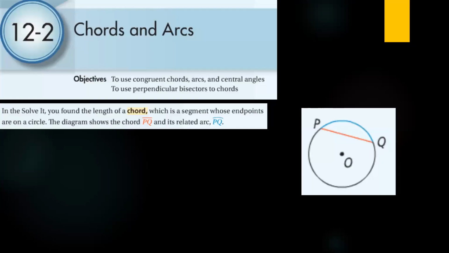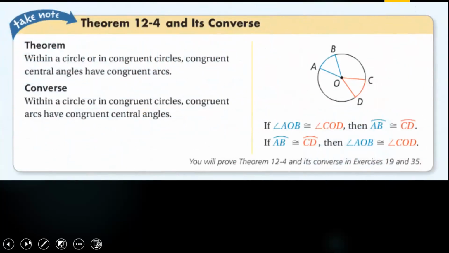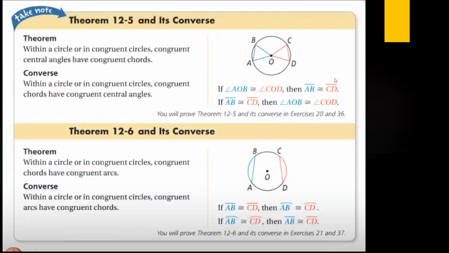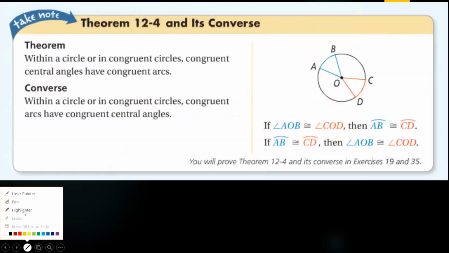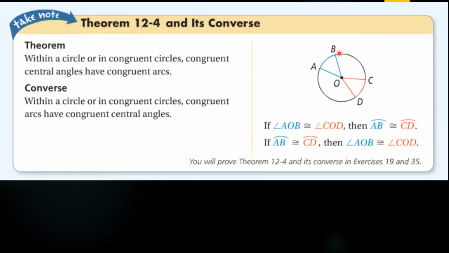Now, yesterday we talked about chords and arcs, and we said that if we have two endpoints on a circle, the line segment that connects these two endpoints is called a chord PQ, and the curve that connects these two points is an arc. And we said that if you have two central angles, AOB and COD, and they are congruent, that means their arcs will be congruent.